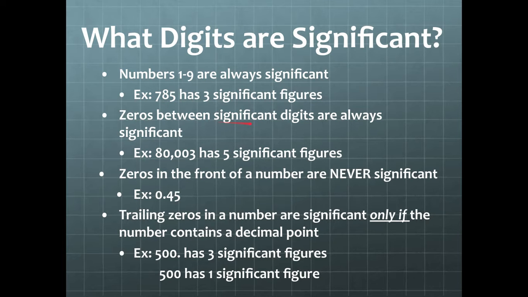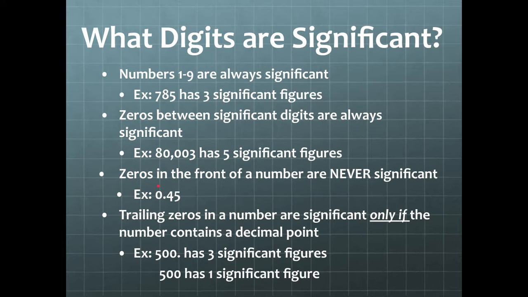Now, zeros between significant digits are also always going to be significant, always. So if you look at the example here, I have 80,003. There are 3 zeros, but they're located in between the 8 and the 3. And the 8 and the 3 count as significant figures, obviously, because they're numbers 1 through 9. And so the 3 zeros in between are always going to be significant. So I have 1, 2, 3, 4, 5 significant figures here.